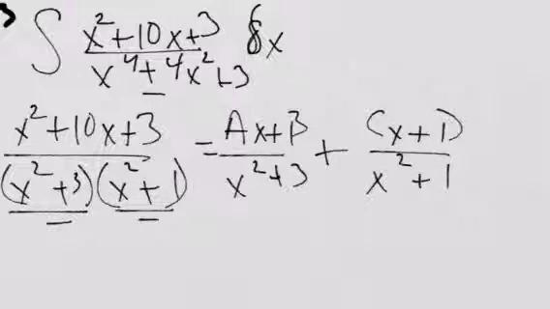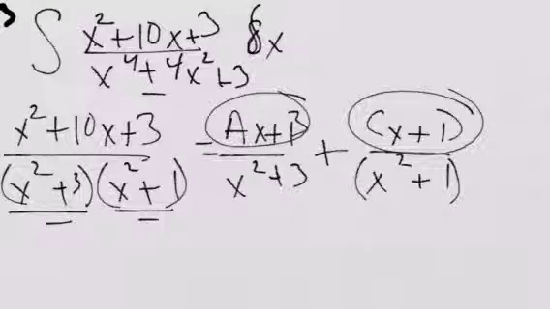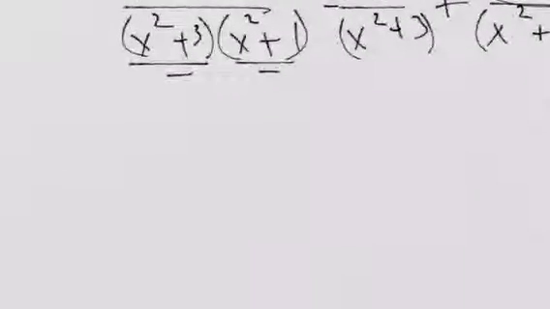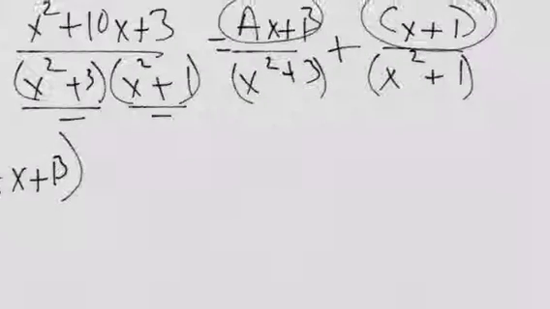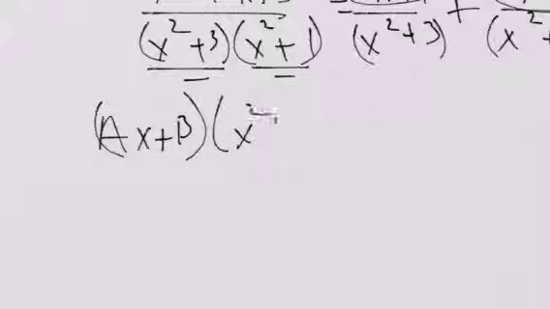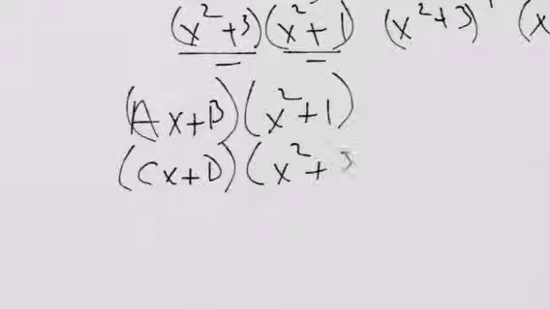So now I have to do the partial fraction decomposition, the solving systems of equations part. That means ax plus b is going to get multiplied by the other denominator, x squared plus 1, and cx plus d is going to get multiplied by the x squared plus 3. So I have ax plus b multiplied by x squared plus 1, and I also have cx plus d multiplied by x squared plus 3.